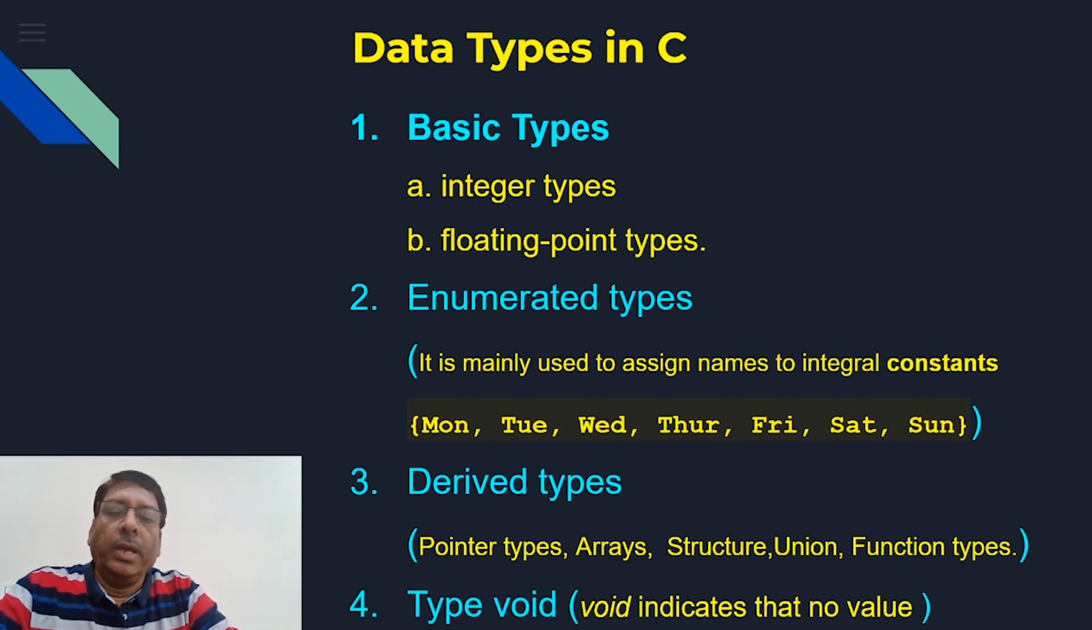Similar to that, we have a data type called derived type, wherein you make use of pointers, arrays, structures, unions, functions, and so on. We will also discuss this as we progress. And then we have a type called void. Void indicates no value. When to make use of this data type, we'll discuss as we progress.